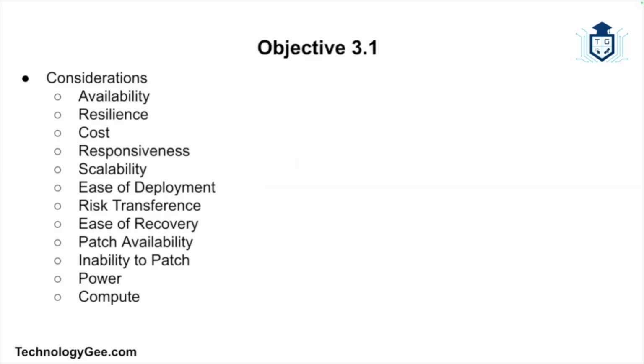In this video, you are going to learn about comparing and contrasting the security implications of different architecture models, focusing on a range of considerations that influence architectural decisions such as availability, resilience, cost, responsiveness, scalability, ease of deployment, risk transference, ease of recovery, patch availability, the inability to patch, power, and compute.